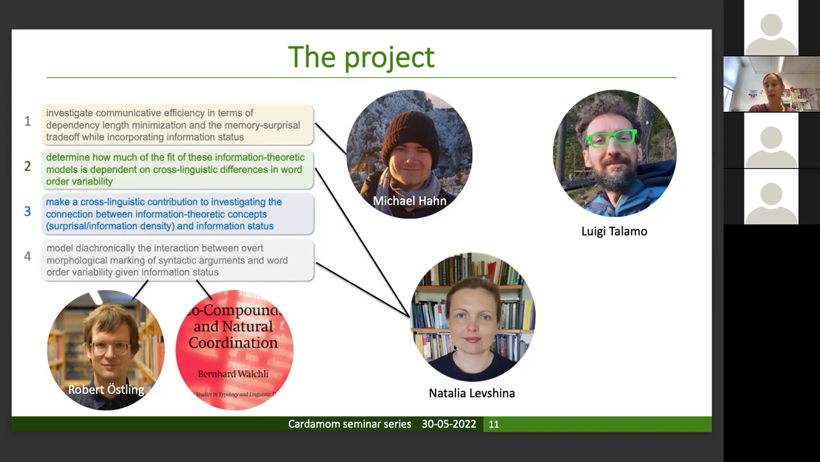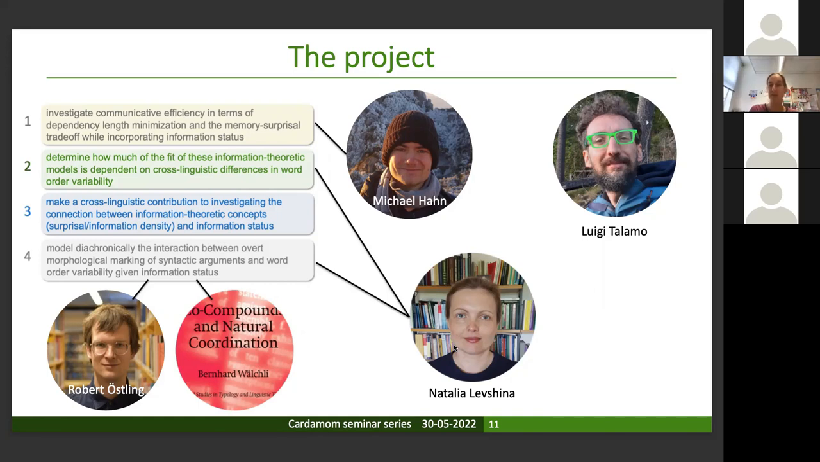And we have started collaboration with Natalia Levshina on word order variability, which we also report on today. On the fourth point, we want to have this wider perspective on communicative efficiency, incorporating morphological marking of syntactic arguments. We will probably use the parallel Bible corpus for that and collaborate with Robert Oestling and Bernard Wälchli. I couldn't find a nice picture of Bernard, so I took one of his best cited works, which is his book on co-compounds and natural coordination.